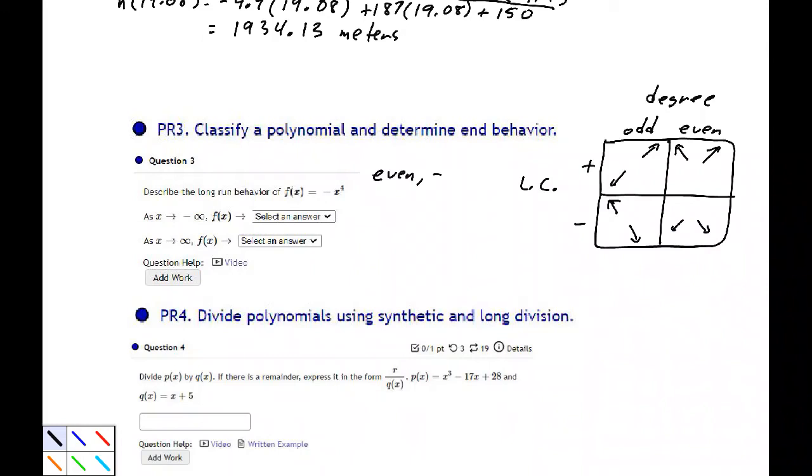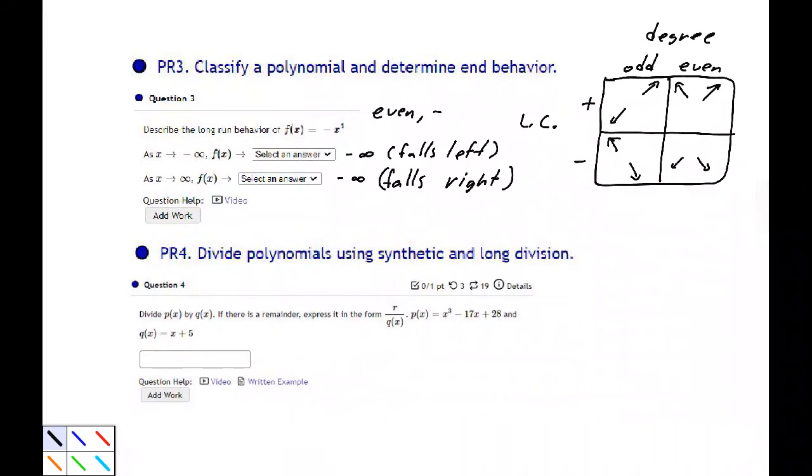So I'm going to choose the box that says on the drop down, negative infinity, which means falls left. And the second box, I will choose negative infinity, which means that it falls right. That's all there really is to end behavior. Now we'll get to combine that with some other things in a minute, but that's PR3, classify a polynomial and determine end behavior.